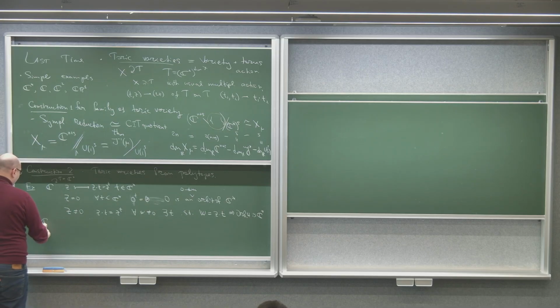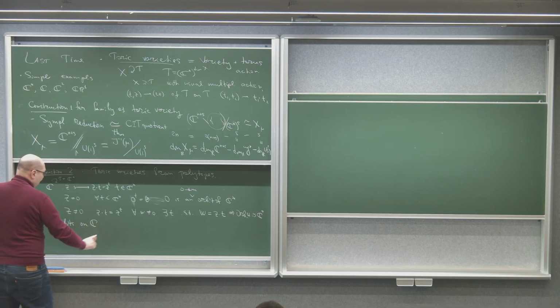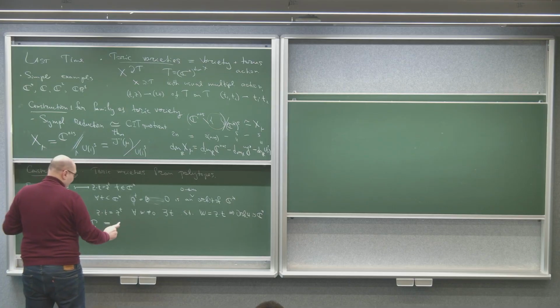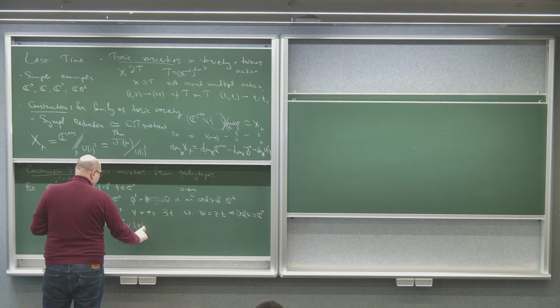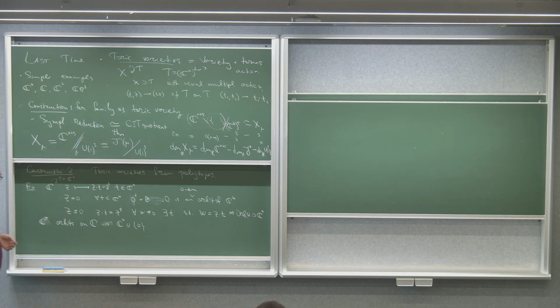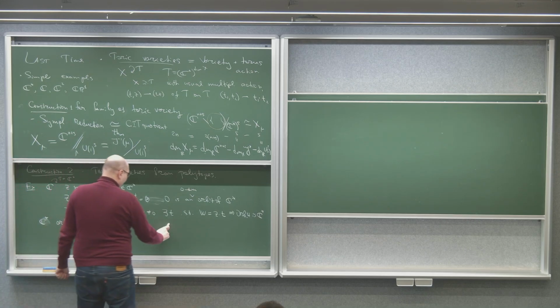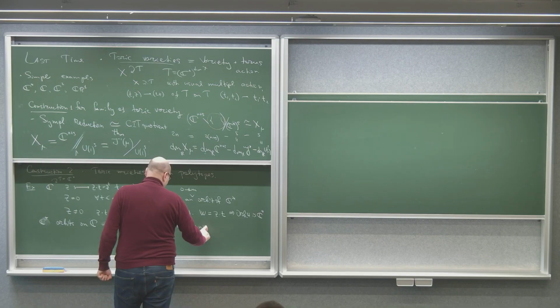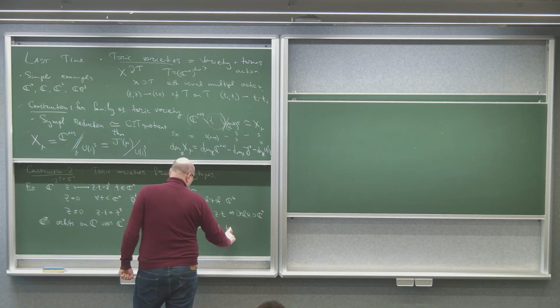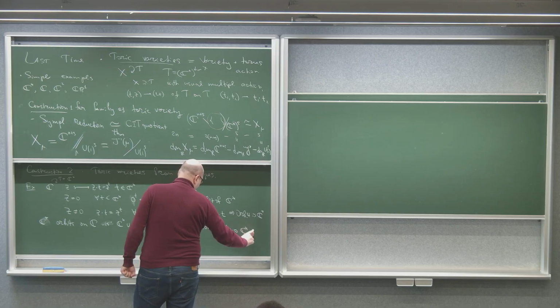And so we can describe the structure of orbits on C. The C star orbits on C are a union of two orbits: C star union the point at 0. Therefore our toric variety C is a union of two C star orbits.